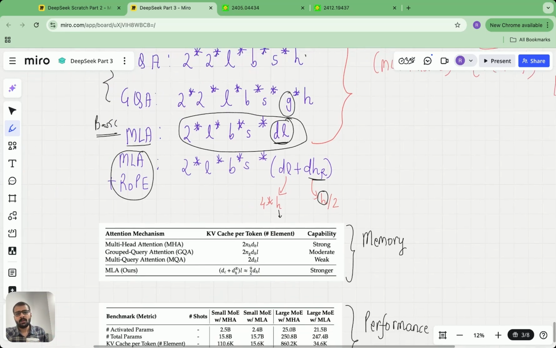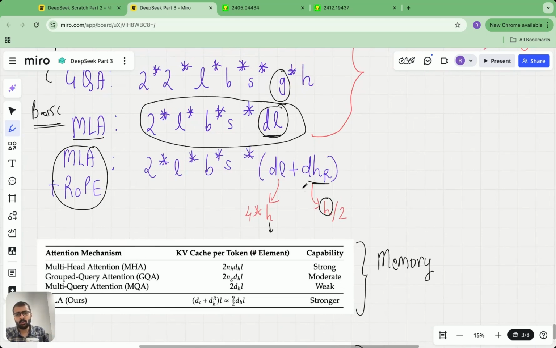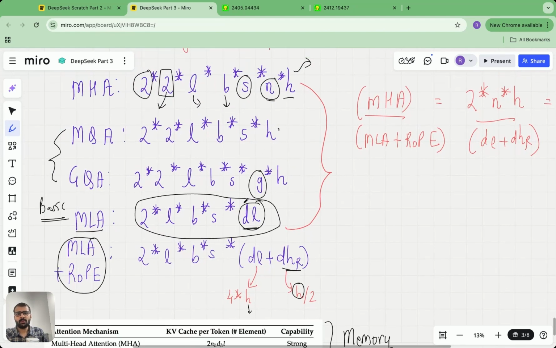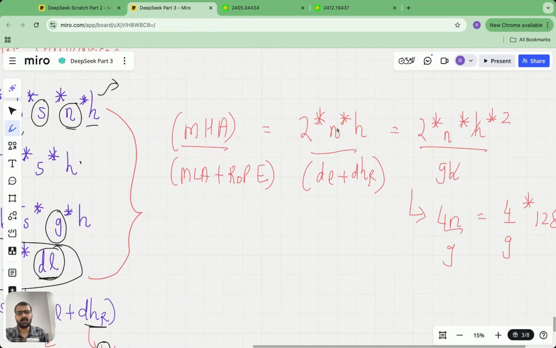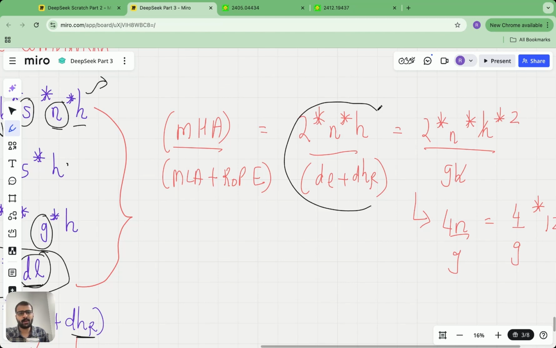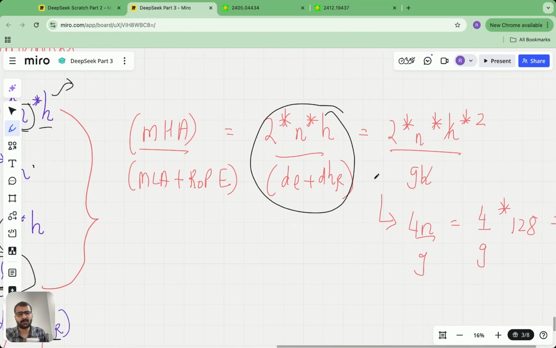So that's DH. So DHR they used DH by 2, and DL they used 4 times DH. So if you now divide MHA divided by MLA plus RoPE, you'll get that MHA is higher by a factor of 2 into NH divided by DL plus DHR, right?